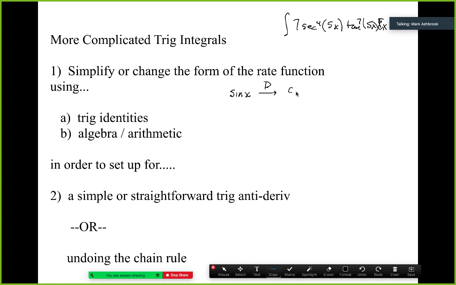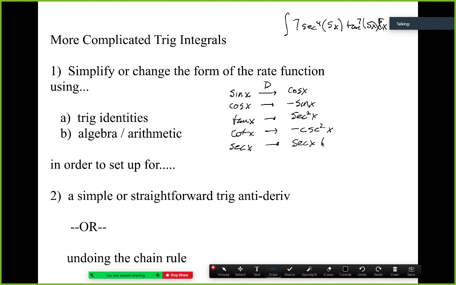What's the derivative of sine x? Cosine x. Derivative of cosine x is? Negative sine x. Tangent. Secant squared. Cotangent. Negative cosecant squared. Secant x. And cosecant x is negative cosecant x cotangent x.